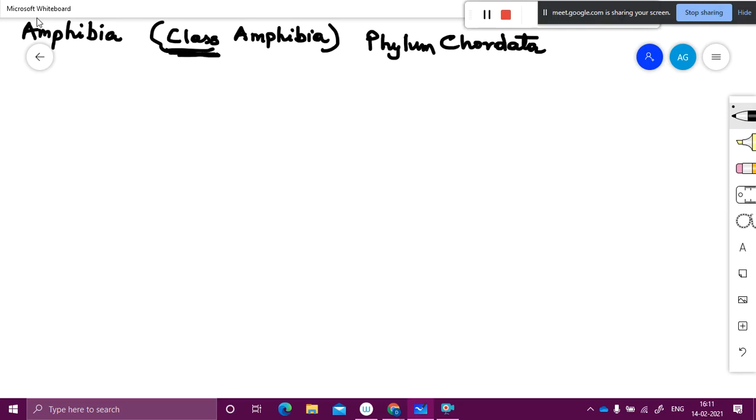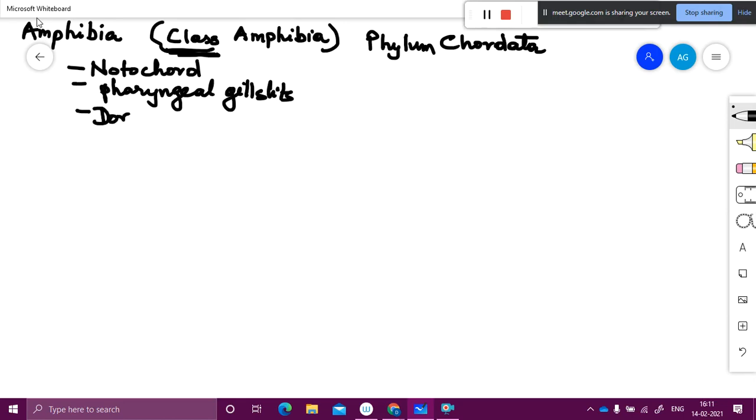So by phylum Chordata, we know that it has got three major characteristics: presence of notochord at any part time of their life cycle, and pharyngeal gill slits at any time of their life cycle, and the third point is dorsal tubular nerve cord. So these are the three major characteristics on basis of which you can say it belongs to the phylum Chordata.